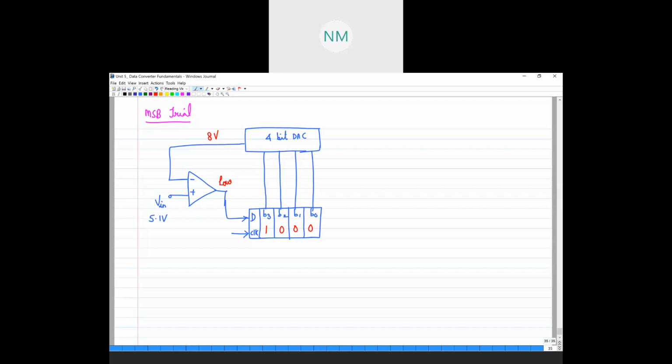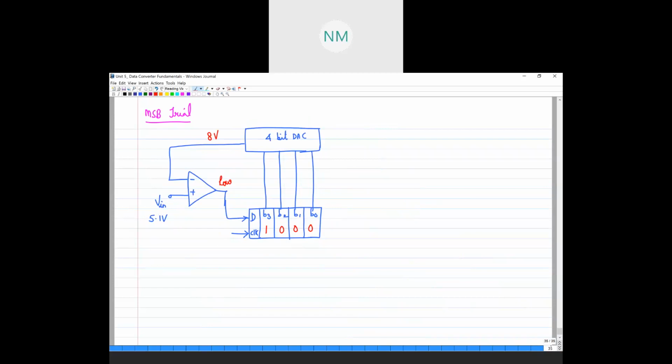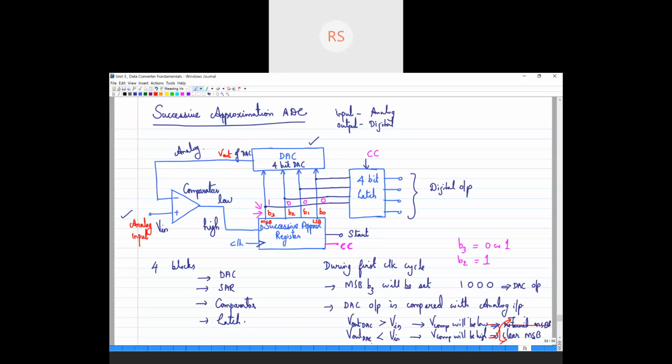Now if the comparator output is low, okay, sorry, I made a mistake here. If your comparator output is low, it will be cleared; if the comparator output is high, it will be retained. I think it's correct only, sir. I told it that way only. Like, if the comparator output is low, then the MSB has to be retained only. Like V out is greater than V in, so the MSB has to be retained now, sir.